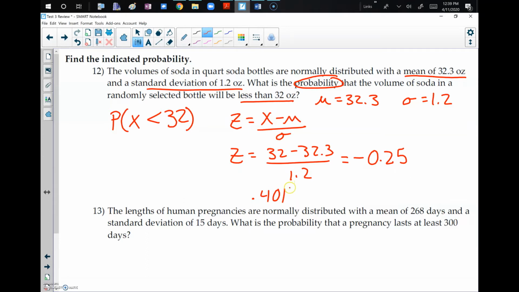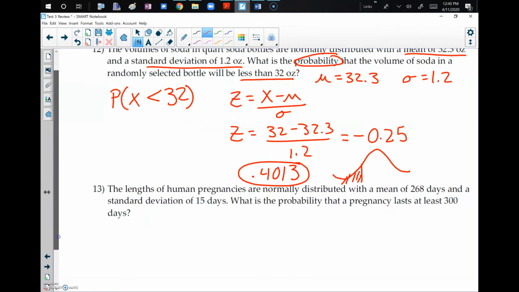And because I knew that this was case one, where I'm looking at the values that are less, or to the left, which is how our table is already set up, I don't have to adjust this probability number to get my probability less than the 32. So this will be our final answer.